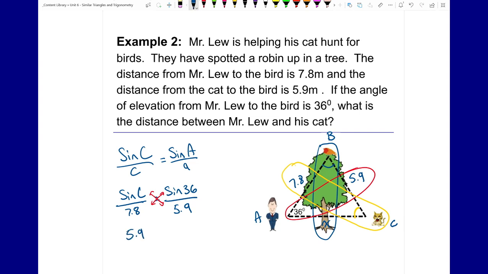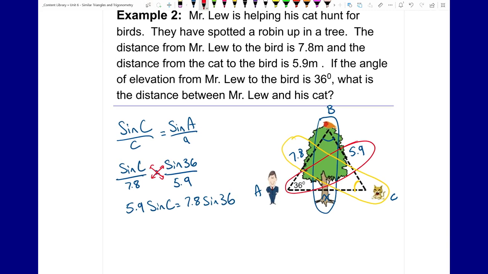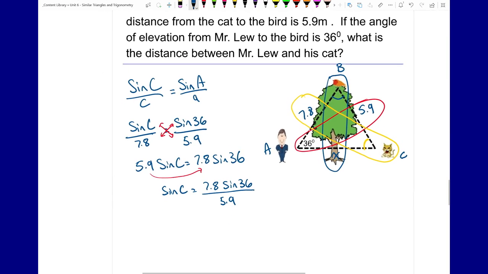So we get 5.9 sine C equals 7.8 sine 36. I want to get sine C by itself, so I'm going to move the 5.9 over. We get sine C equals 7.8 times sine 36 divided by 5.9. Now we're not quite there yet. We need to still get our angle. So to get our angle, I have to do the inverse of sine, or sine -1 of 7.8 sine 36 divided by 5.9.